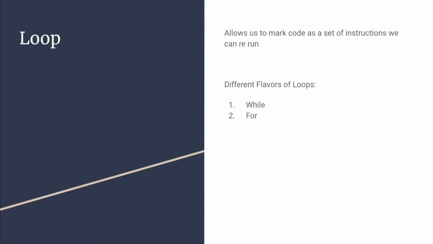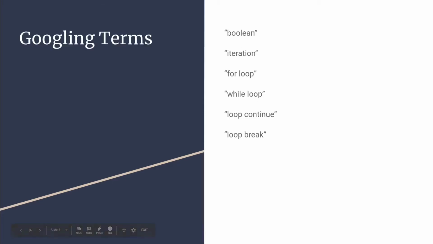Let's get into it. Loops allow us to create code that is rerunnable, which is really excellent because that means we don't have to write more code that does the same thing. You can see two different flavors of loops. The first one we will be talking about is called a while loop, and the second one is called a for loop.